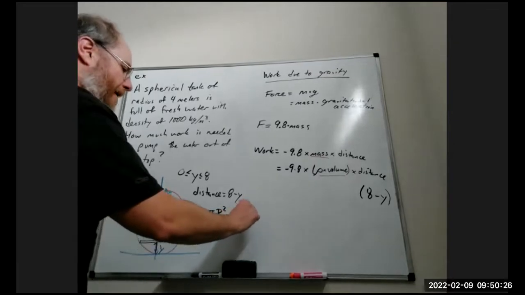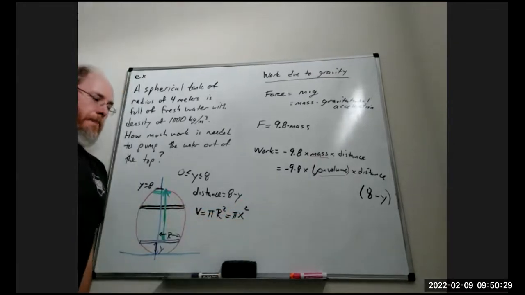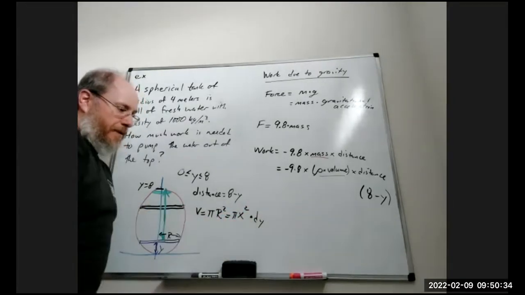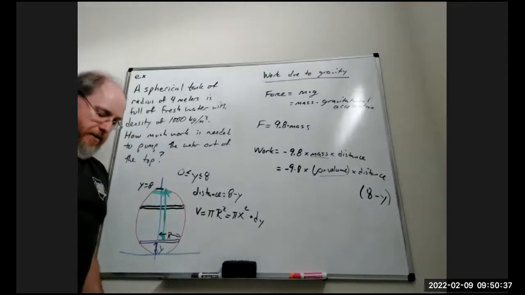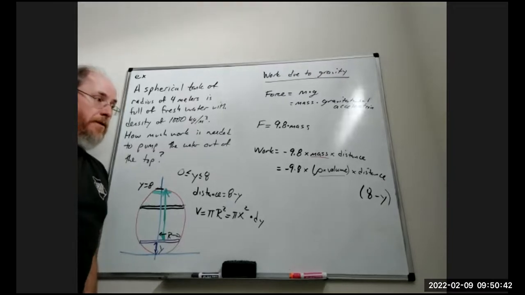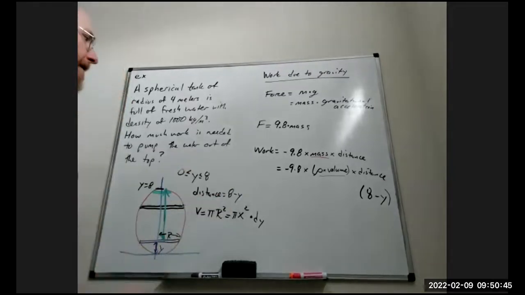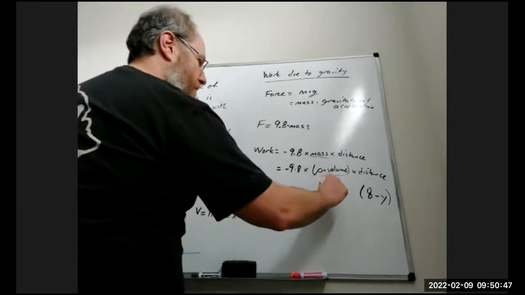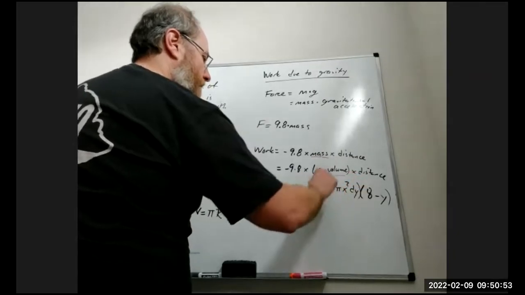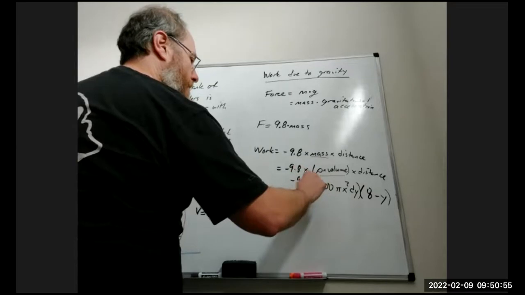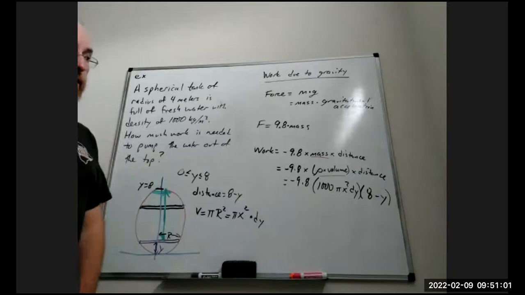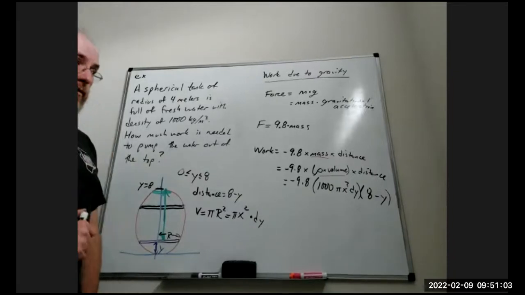That's going to be pi x squared times its thickness, which is going to be dy. So this is area times thickness, just like we did before with volumes. Let me go ahead and put that in here. We're going to have 1,000 times pi x squared dy. So there is our work for any one slice.